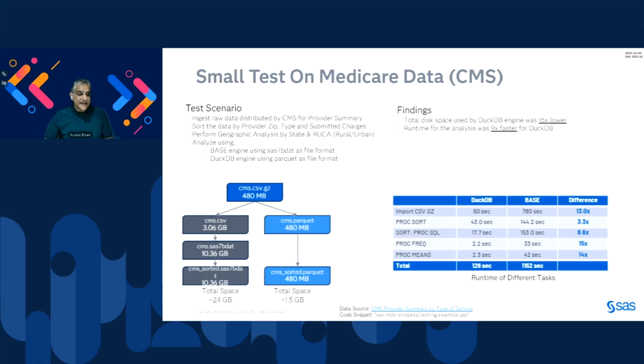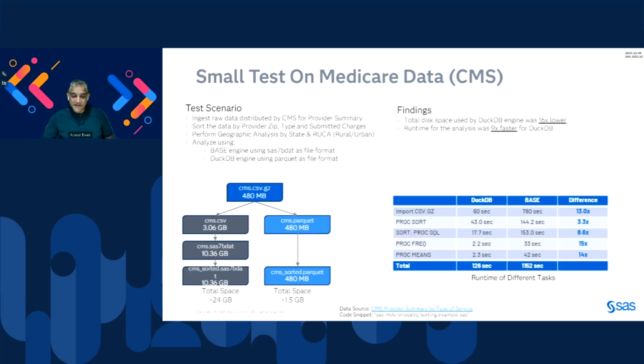So here I'm reading the data set that is provided by CMS. The data set is 480 megabytes in this case. If I unzip it, it becomes 3 gigabytes. Then I read this 3 gigabytes and convert it into a SAS7BDAT file, and that file becomes 10 gigabytes. Performing a sort operation on that would create another 10 gigabyte file. So all in all, I end up with 24 gigabytes of data sets and perform around 36 gigabytes of IO operation on my subsystem.